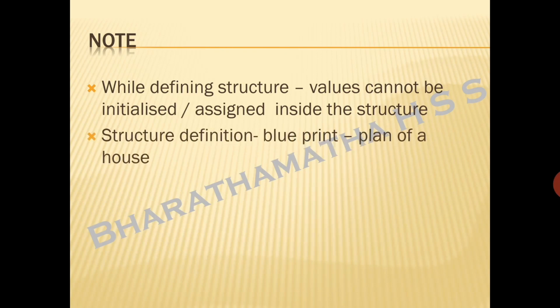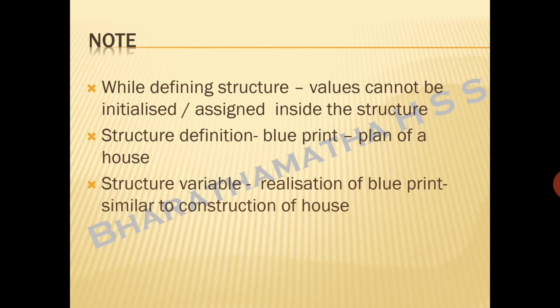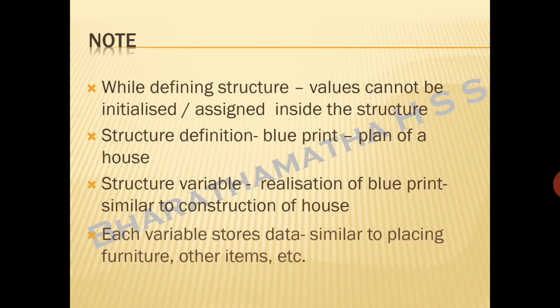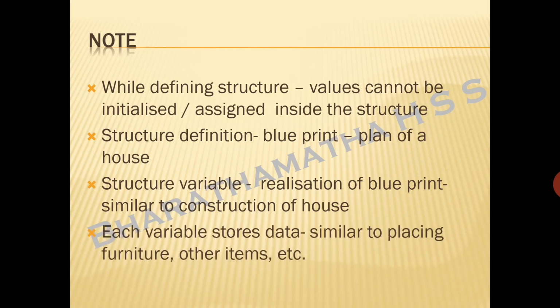Structure definition is the blueprint or plan of a house. Structure variable is the realization of the blueprint, similar to construction of the house. Each variable stores data, similar to placing furniture or other items, etc.